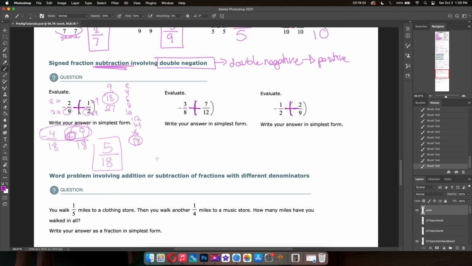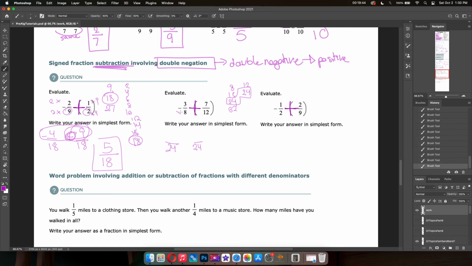Same thing again. Now we're looking at our common denominators for 8 and 12. So 8, 16, 24, 32. I already know what the answer is going to be. For 12, we have 12 and then 24. So I've already found my least common denominator. So whatever my operations are going to be over 24.